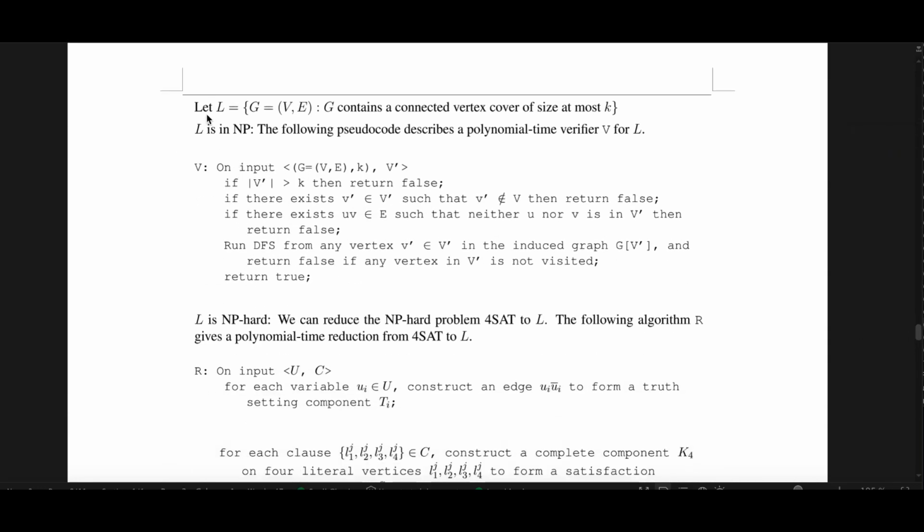Well, the solution is like this. Let L = {G = (V, E) : G contains a connected vertex cover of size at most k}. L is in NP. The following pseudocode gives a polynomial time verifier V for L.